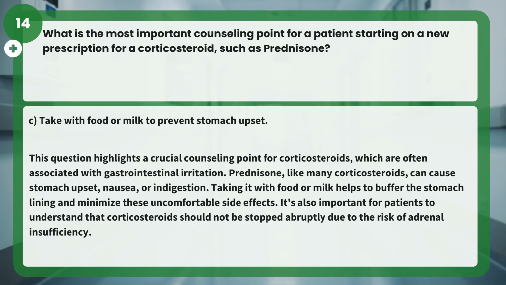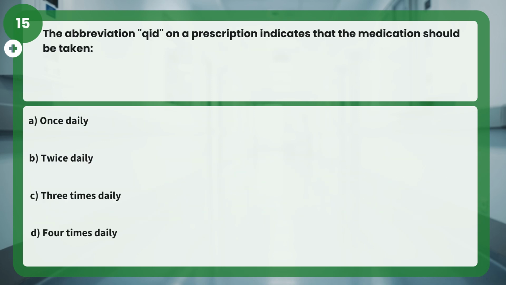Answer C. Take with food or milk to prevent stomach upset. This question highlights a crucial counseling point for corticosteroids, which are often associated with gastrointestinal irritation. Prednisone, like many corticosteroids, can cause stomach upset, nausea, or indigestion. Taking it with food or milk helps to buffer the stomach lining and minimize these uncomfortable side effects. It's also important for patients to understand that corticosteroids should not be stopped abruptly due to the risk of adrenal insufficiency. Question 15. The abbreviation QID on a prescription indicates that the medication should be taken.